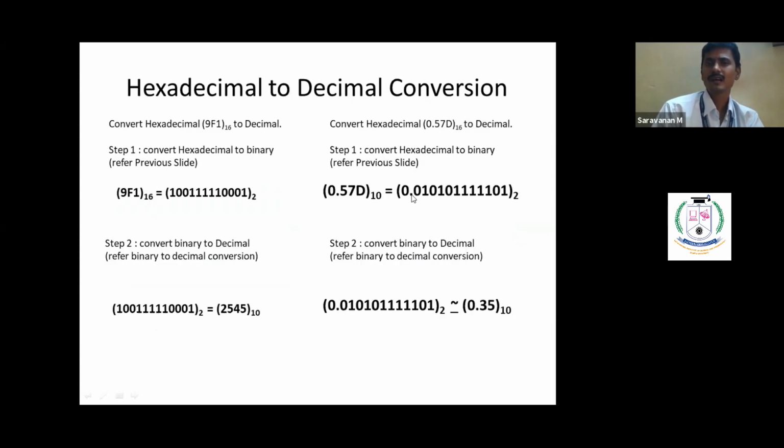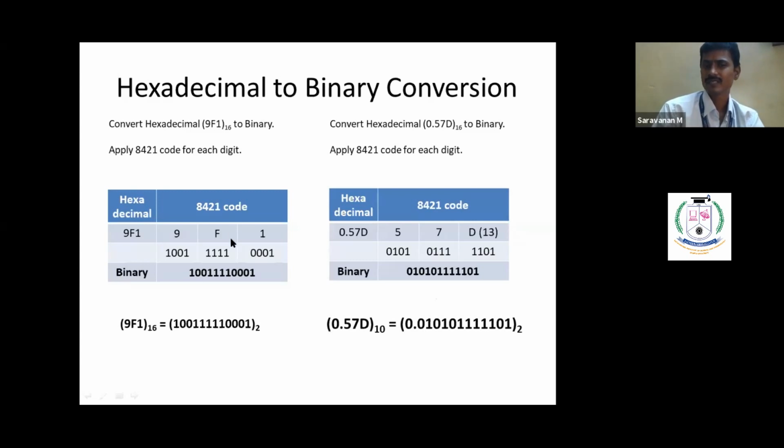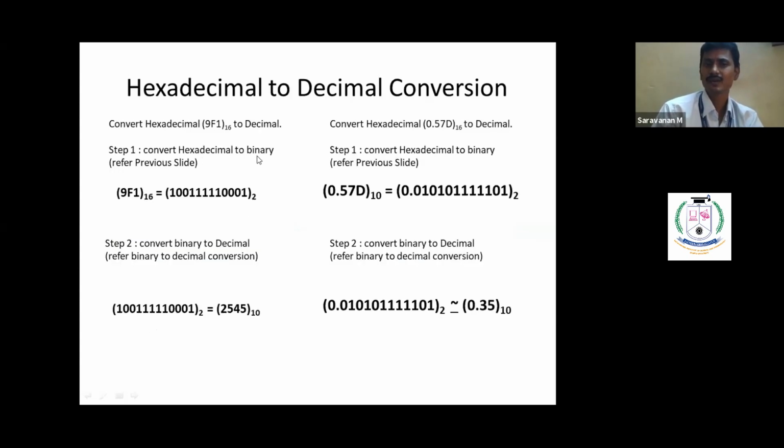Then hexadecimal to decimal. Hexadecimal to decimal, we cannot go directly. First we convert your hexadecimal to binary, like what we have seen here. Refer to this example. First convert your hexa to binary, then to convert this binary to decimal, go to the conversion we have seen, binary to decimal. Apply this logic so that if we convert this, we get 2545.